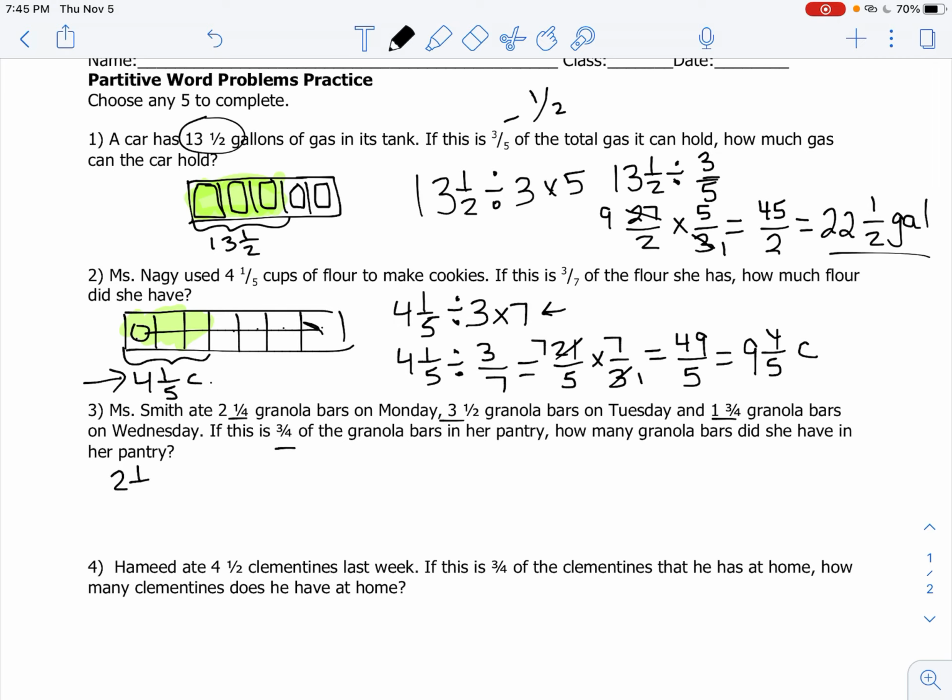Right, so we're going to add 2 1/4 plus 3.5 plus 1 3/4. Right away I notice I can group together the 1/4 and the 3/4 to make a whole, plus the 2 and 1, that makes 4. All right, so we have 4 plus 3.5. That's 7.5 granola bars that she ate all together, and that represents 3/4 of all the granola bars in her pantry.